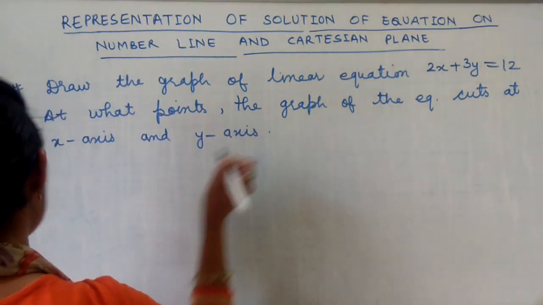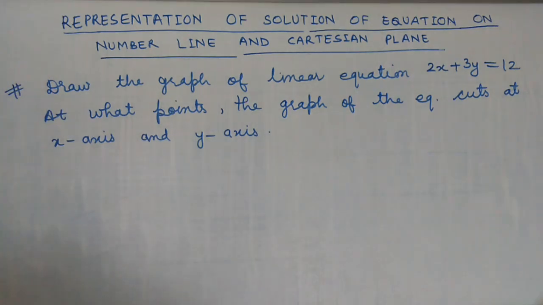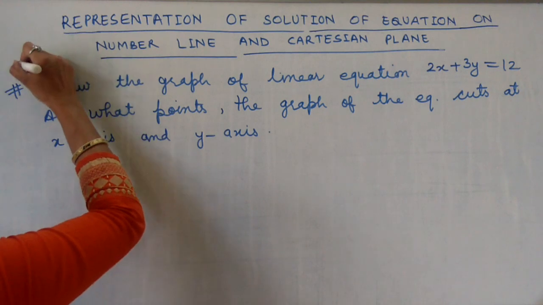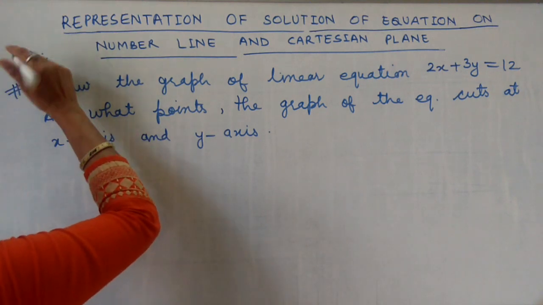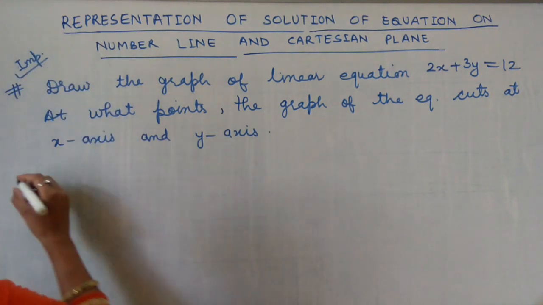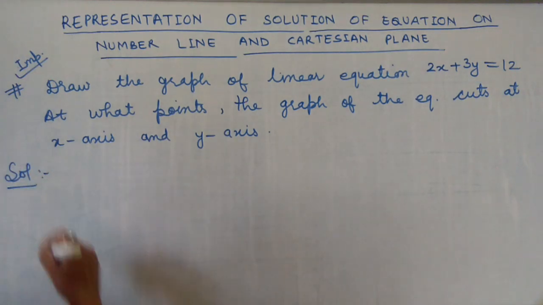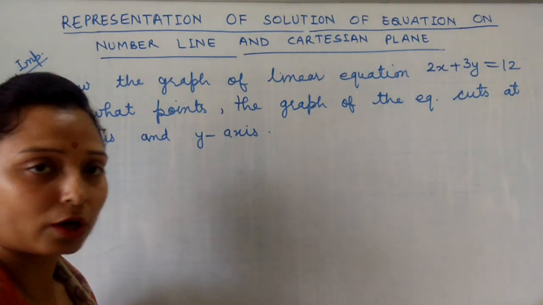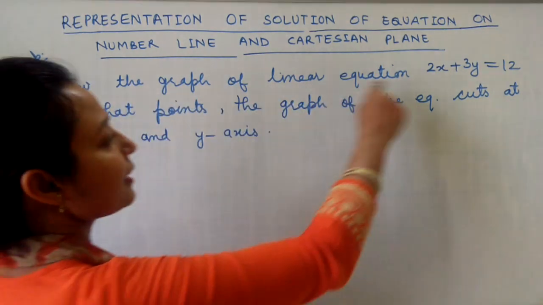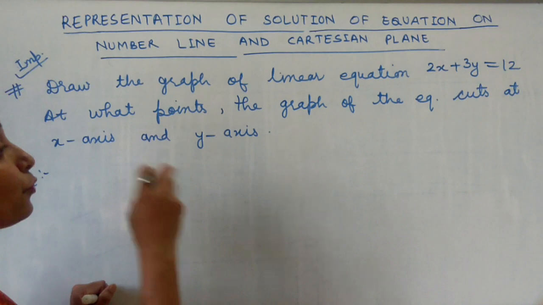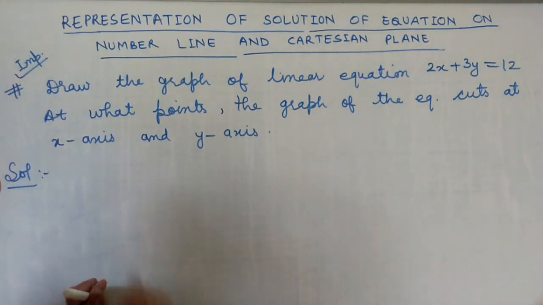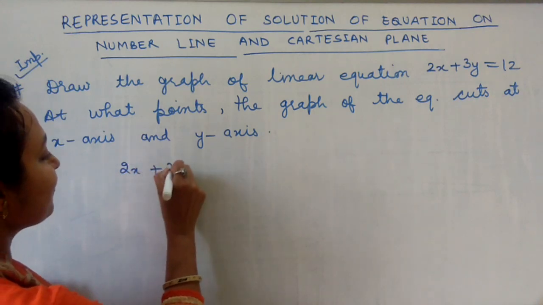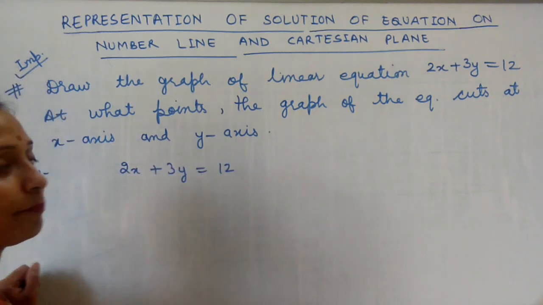This question is given by the board many times. How can we find it? This is an important question for you all. So how do we solve it, how do we take the points, and how do we plot them on the graph? We draw the graph of this equation and need to find the x-axis and y-axis points. So how can we solve? 2x plus 3y is equal to 12 is given.